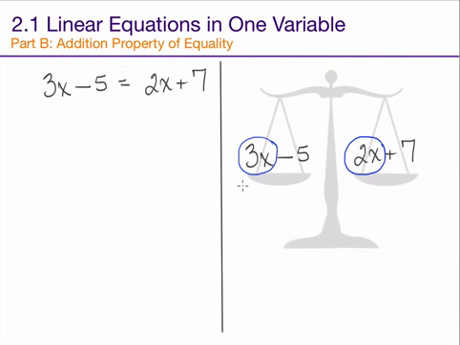Let's do that now. Let's take 2 x's off each side of this scale. There we go. 2 x's from this side means I don't have any x's left at all. Taking 2 x's off this side means that out of the 3 I had before, I only have 1 left. Now I essentially have an equation that says x minus 5 equals 7.